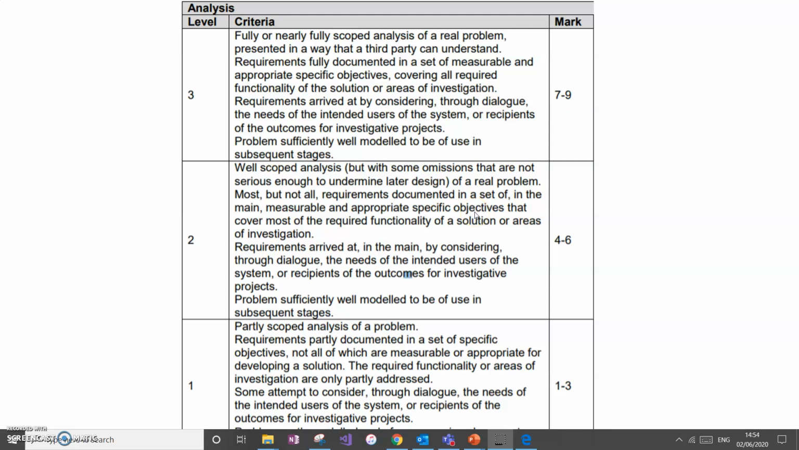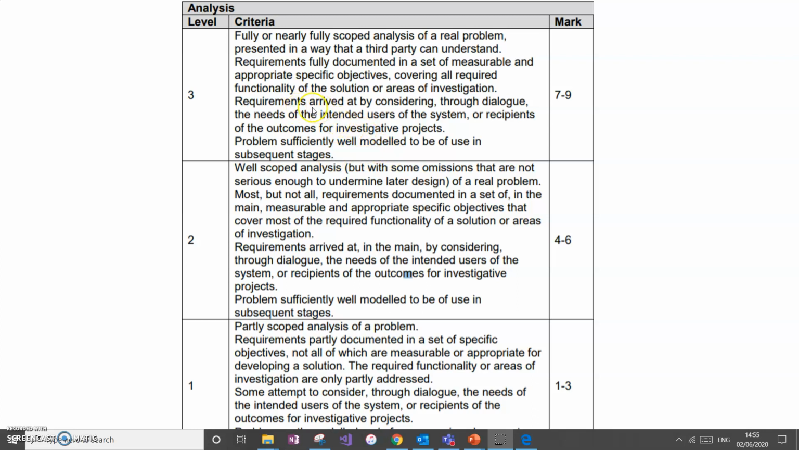Okay, so this is the marking grid that teachers use to actually come up and finalise a mark for the project, and you can see the 4 points that I've just mentioned are really kind of hidden away in these descriptors. Okay, so you can see descriptor 3 is a level 3 descriptor, and if you're in this level you've done very well, and you're maybe going to score between 7 and 9 marks. Okay, key things here that you can see. So the problem is sufficiently well modelled to be of use in subsequent stages, so we've touched on that.